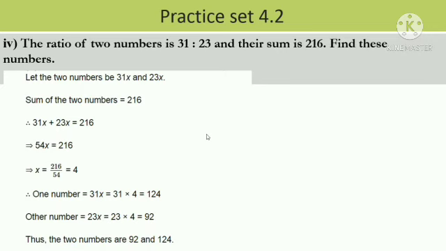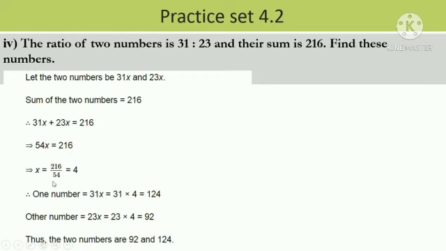According to the condition, their sum is 216. So the sum of the two numbers is 216, which means we can write 31x plus 23x is equal to 216. Now these are like terms, so we get 54x is equal to 216.